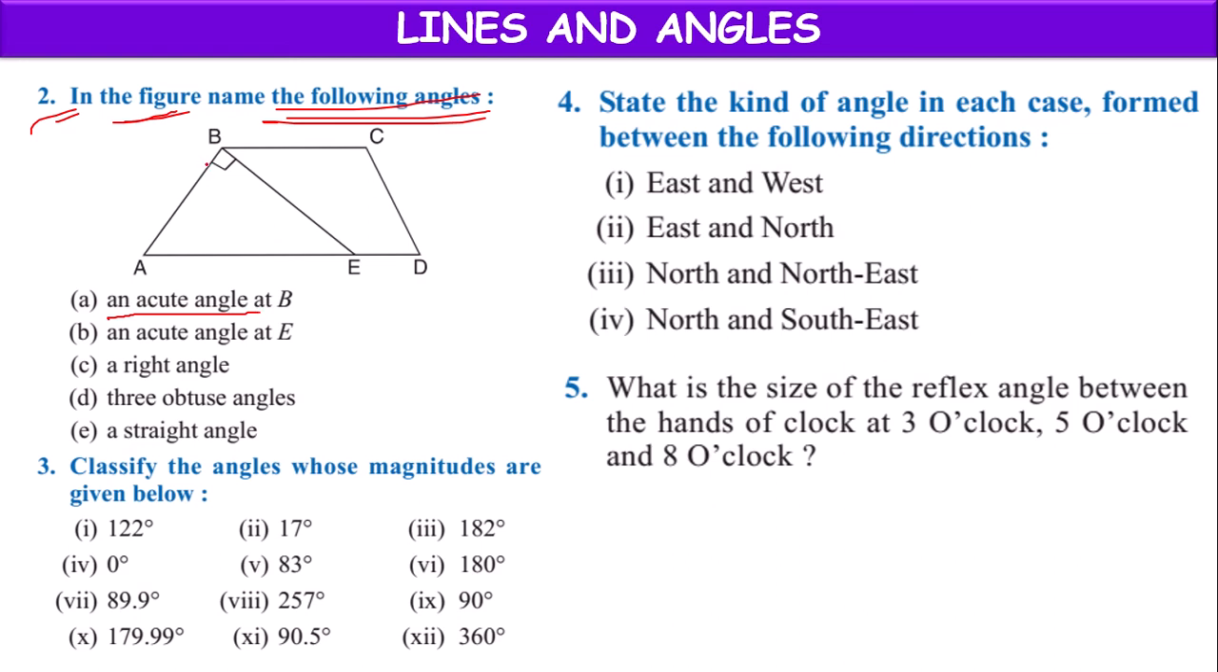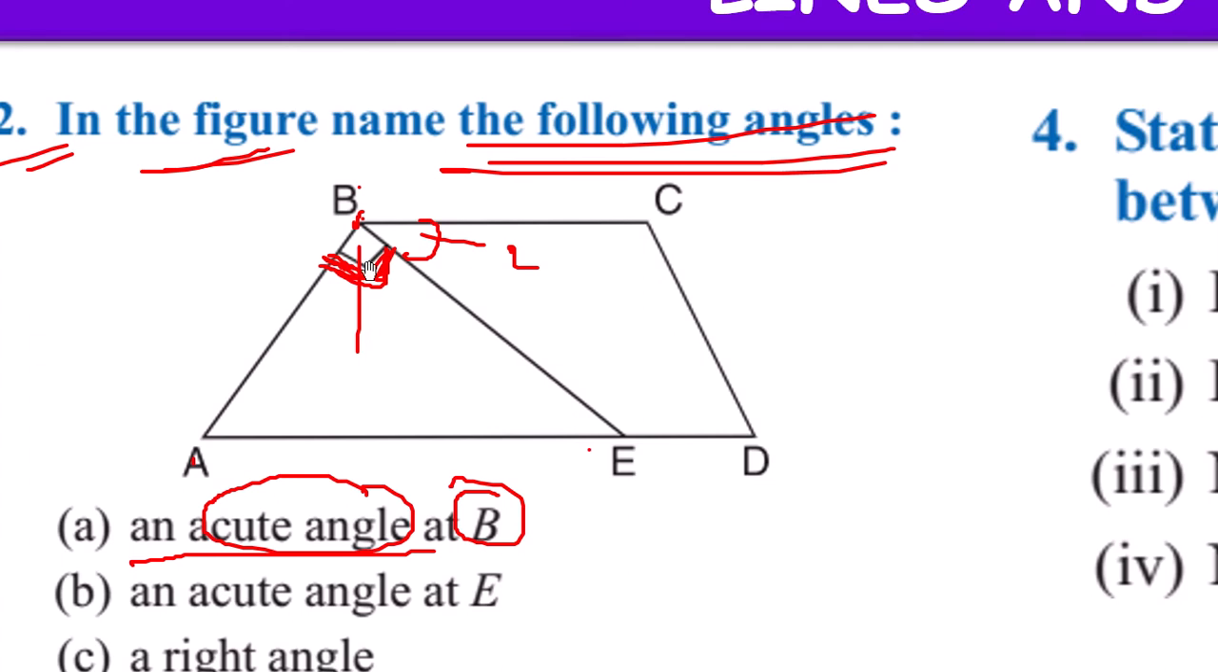Here they have given this symbol, which means it is a right angle. We cannot mention this angle as ABE, because it is a right angle. We have to mention an acute angle formed at B. At point B, actually two angles are formed. This is one angle, and this one is the other.